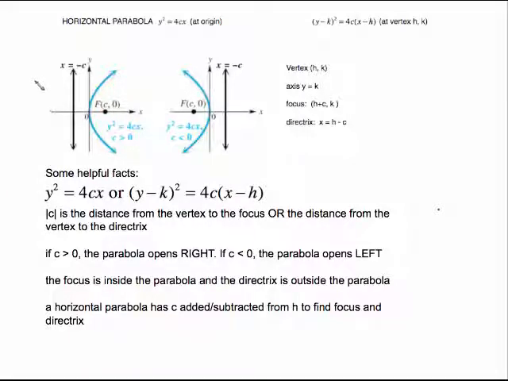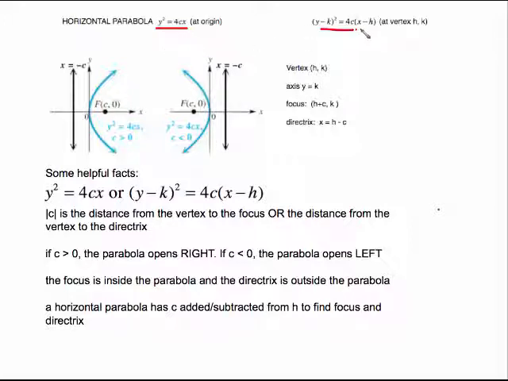This is Pre-Calc section 7.1 on horizontal parabolas. The formula for a horizontal parabola at the origin has the y being squared, so it's y squared equals 4cx. Notice we still have this 4c coefficient. It is in front of x, which is the non-squared variable.